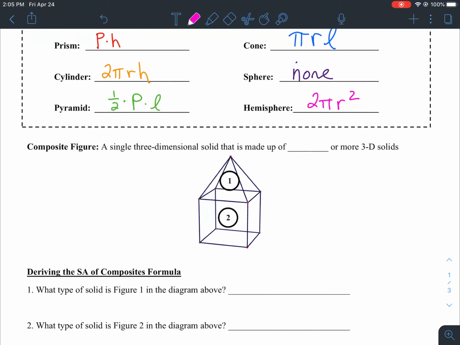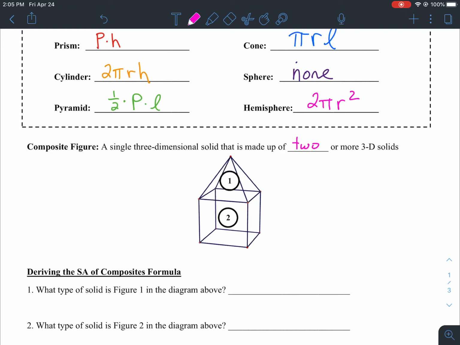What is a composite figure? By definition, a composite figure is a single three-dimensional solid that is made up of 2 or more three-dimensional solids. So it's essentially we're taking 2 or more 3D shapes and putting them together to make one larger overall shape. A simple example of this might be like a silo on a farm. It's a cylinder on the bottom with a hemisphere on top, but it's one overall figure.